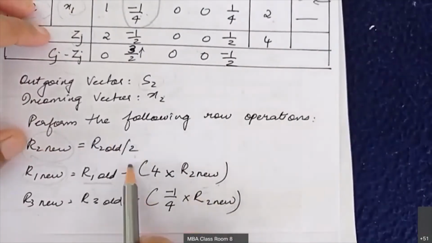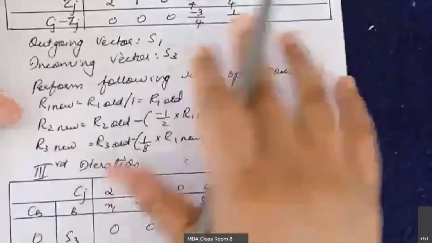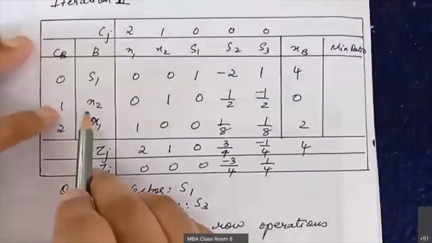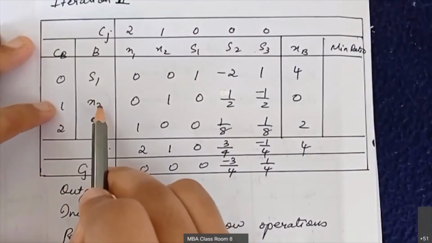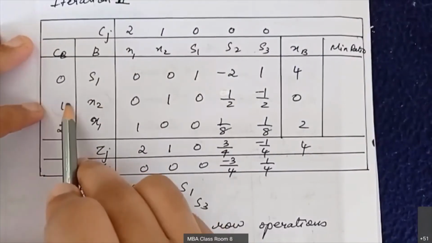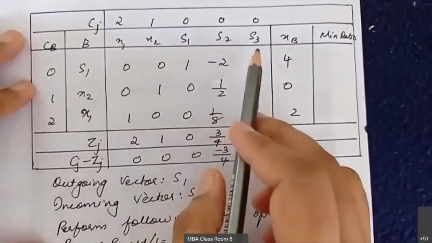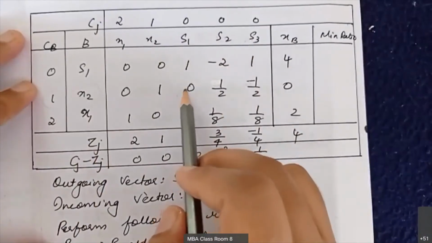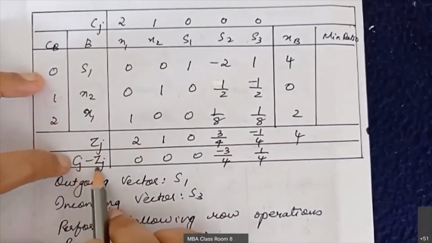Okay, so once we have all the three operations, I have the values. To save time, I have already written them. Over here, instead of S2, I have X2. The value of the coefficient of X2 is 1, so I have written that. S1 and 0 will remain the same. These are the values that I got through the row operations. I have already calculated Zj and Cj minus Zj also.